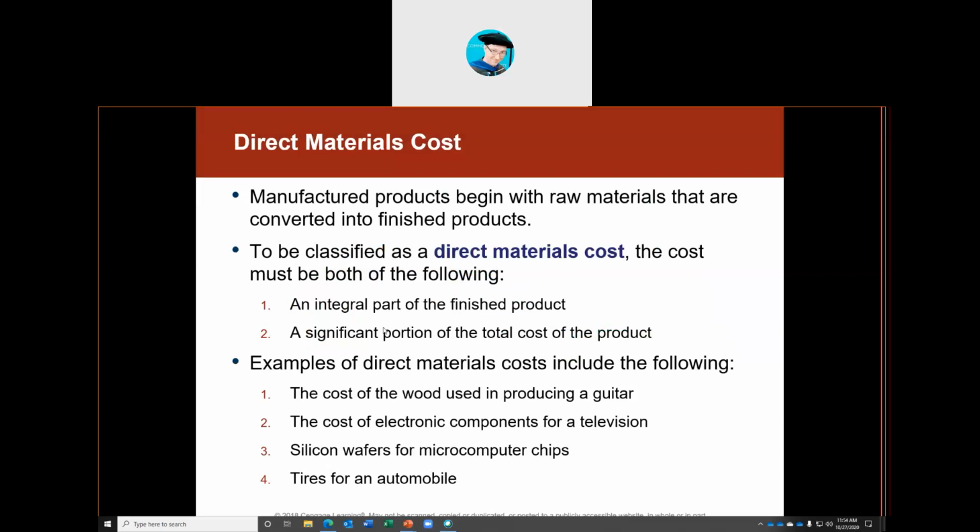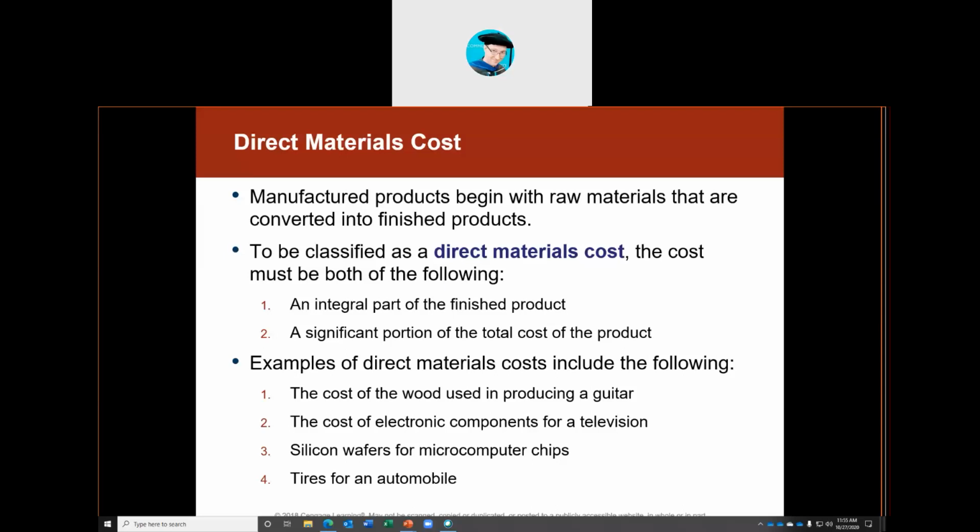So let's break it down even further, because I really need you to understand direct materials, direct labor, factory overhead. So let's go again with direct materials. Manufacturers make products using direct materials to create the finished product. Direct materials cost must be two things to be called direct materials. It must be an integral part of the finished product, meaning the direct materials must be most of that product.